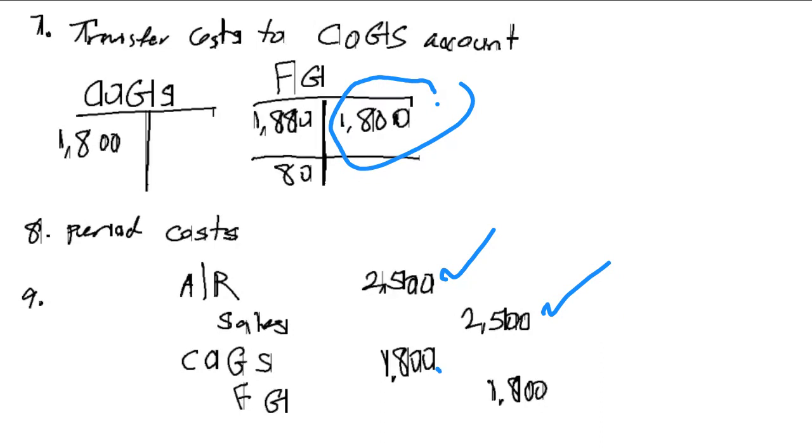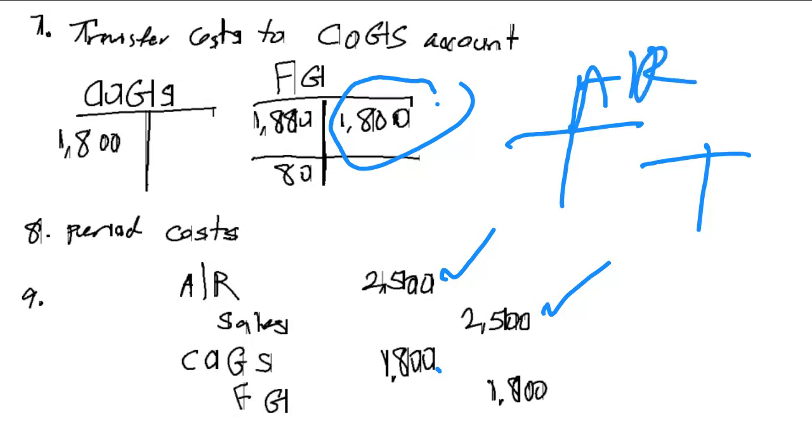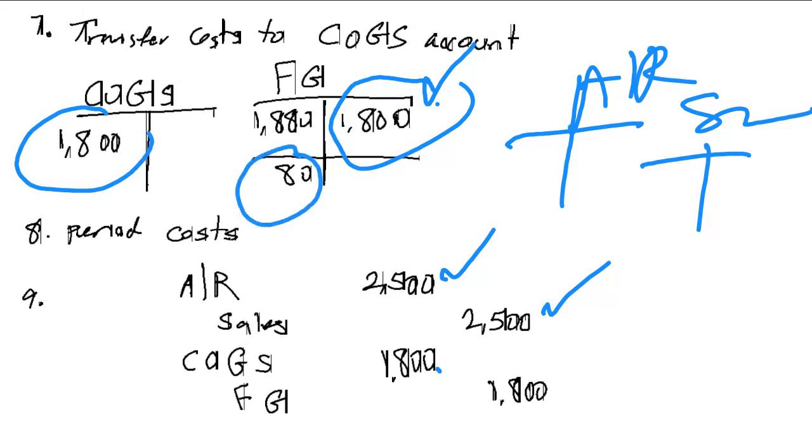If you look at here, I did not create any T account for accounts receivable. You can do accounts receivable and sales here, but the main transaction here is transferring 1,800 from our finished goods account to our cost of goods sold account. But our finished goods account still has an $80 unsold item, which is fine. Okay. So let's go for the next transaction.